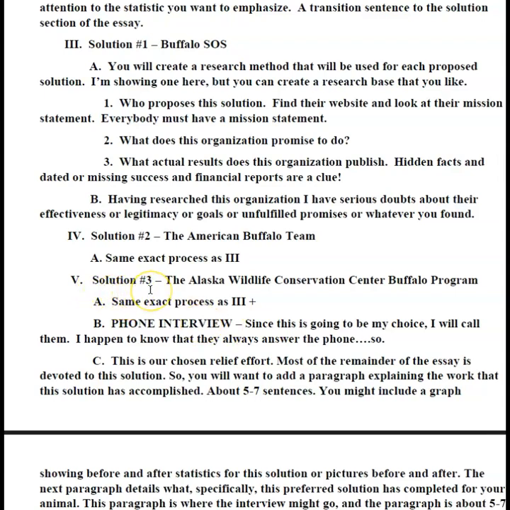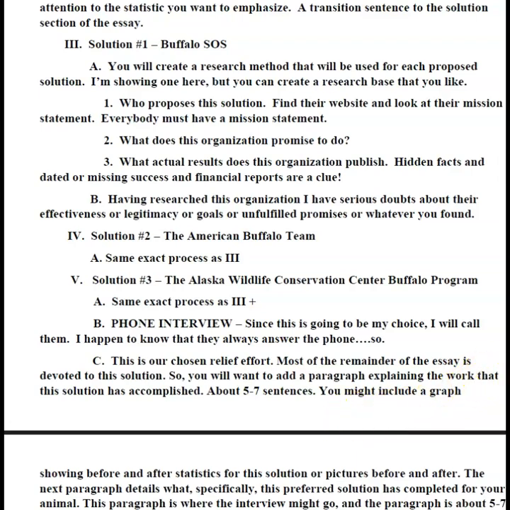Next, we have solution number 3, the one you like. And this is the one that's going to include the phone interview. Since this one is our crowning glory, the one that we support, the remainder of the essay, prior to the conclusion, is devoted to this solution. So you're going to want to add a paragraph that explains the work that this solution has accomplished, about 5 to 7 sentences. Make sure you document anything that's copied and pasted. Make sure you document and show exactly where you found that information.